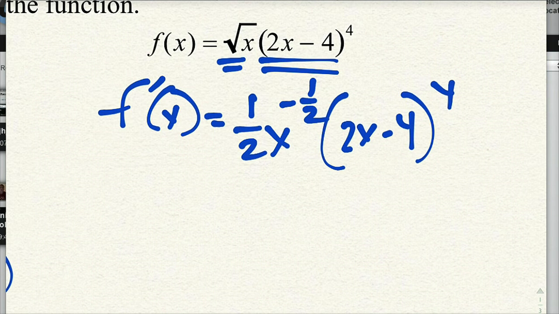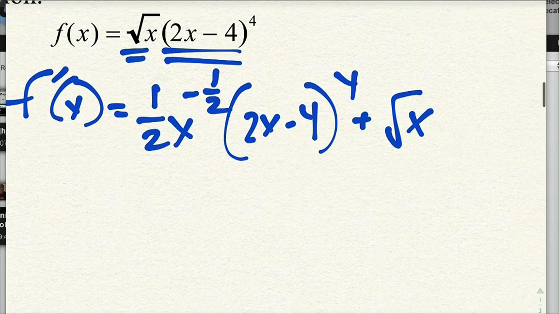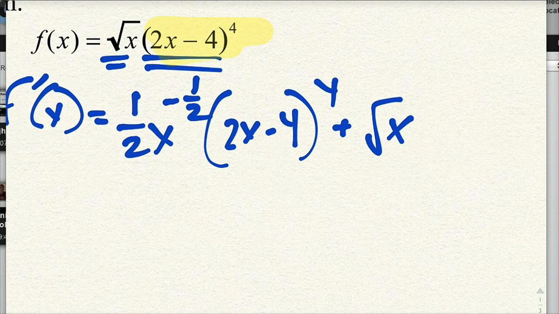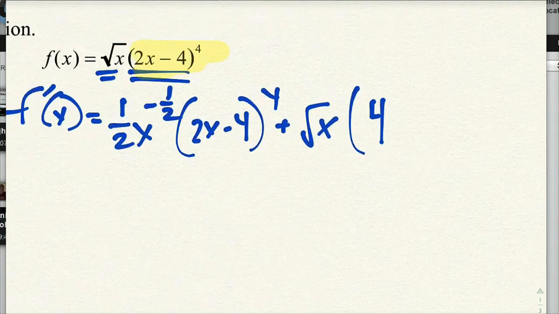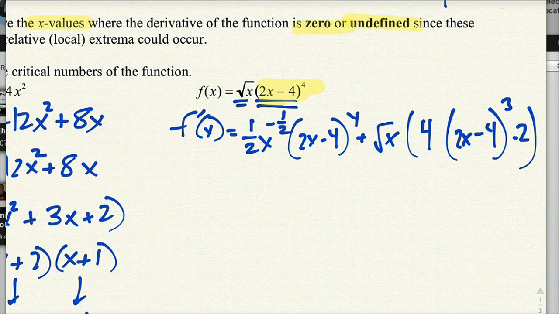Okay, so all I did is product rule. Plus, leave the first one alone. And the derivative of the second one, you notice that the derivative of the second one is a chain rule problem. So I'm going to do the derivative of the outside, which is going to be 4 parentheses 2x minus 4 to the third power. Again, by chain rule, I did the derivative of the outside times the derivative of the inside, and the inside function derivative is just 2. So there's my chain rule, my product rule, and I'm going to simplify this.